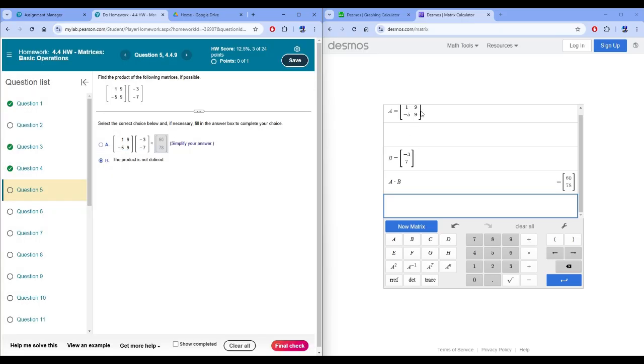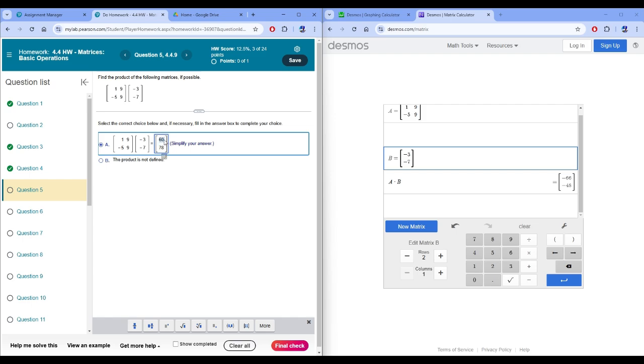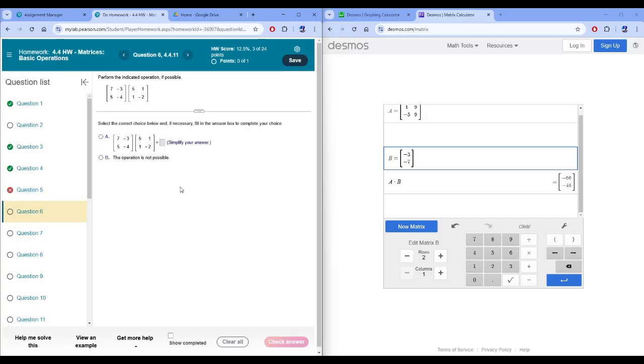What did I mess up? 1, 9, negative 5, 9, negative 3. Oh, negative 7, negative 66, tab, negative 48. Oh, dang it. I got it. That was correct. Same exact thing here, you multiply. Same exact thing here, you multiply.